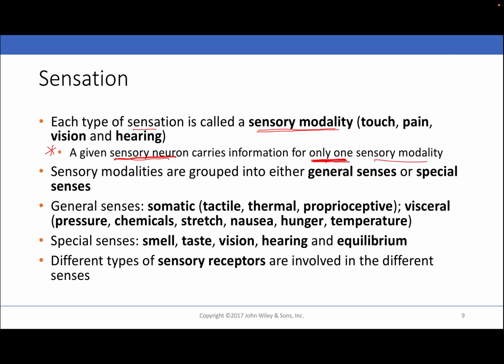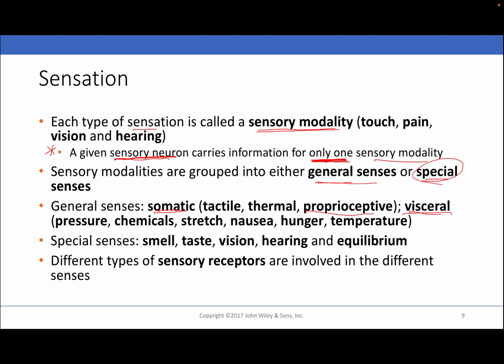Now, these sensory modalities get grouped broadly into general senses and special senses. We'll have an entire lecture series, 3 lectures or so, on the special senses. So we're going to focus today mostly for this lecture on the general senses. The general senses can be broken down further into somatic versus visceral senses. Somatic senses are going to be things like tactile or thermal or proprioception. Where is your body in space?